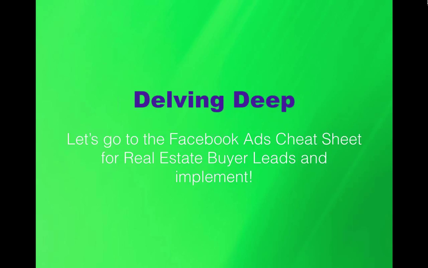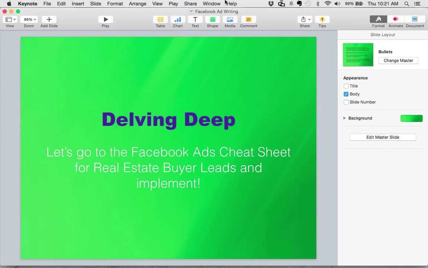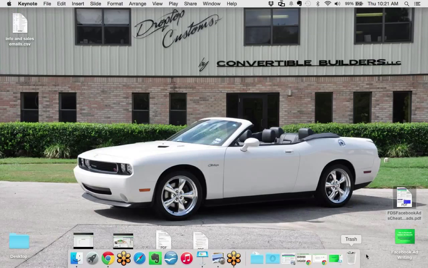So here's where we're going to kind of go deep. I'm going to go over to the Facebook ad cheat sheet for real estate buyer leads, and I'm going to walk you through it and what each thing means. Like when we're talking about the headline, where exactly the headlines should go. Even though there is a headline category on the cheat sheet, what does that really mean? What really goes there? So let's just hop on over there. Let me minimize that and go over to the cheat sheet.